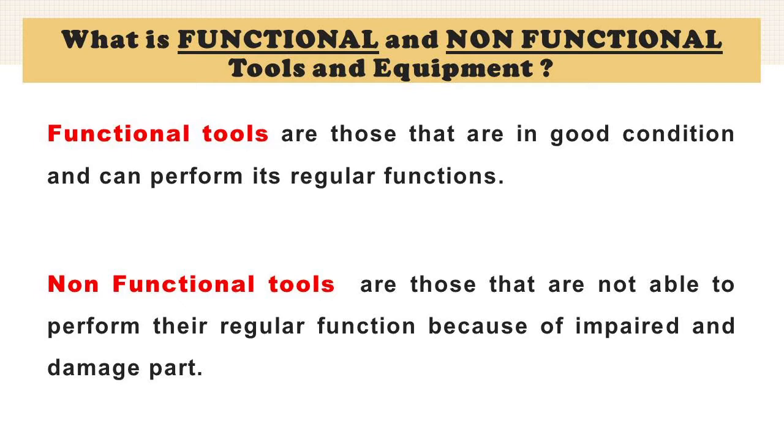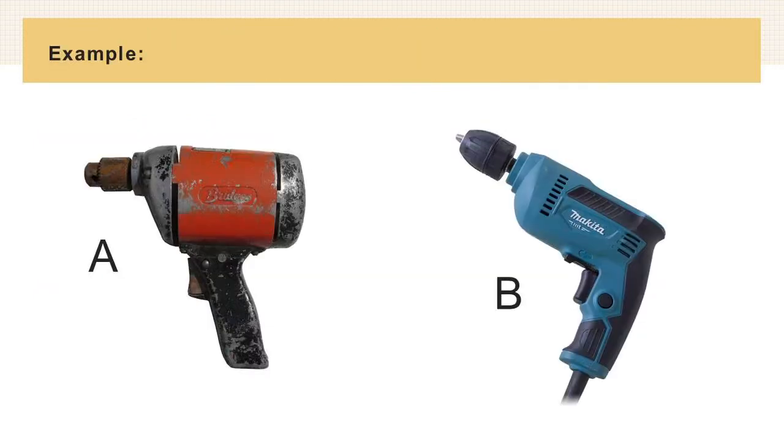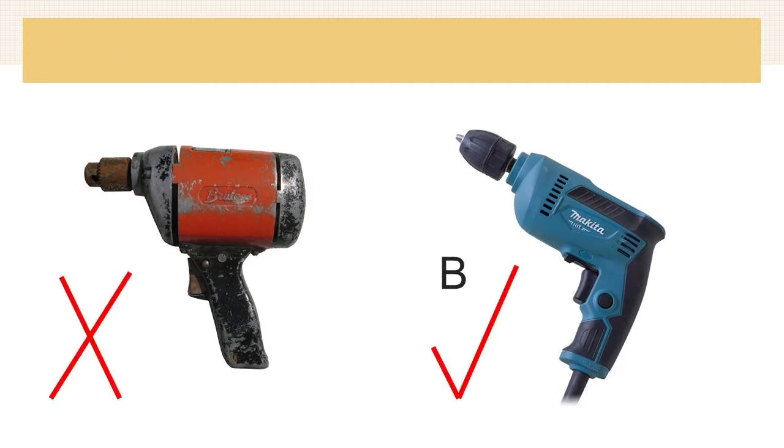Functional tools are tools that are in good condition and can perform their regular functions, while non-functional tools are those that are not able to perform their regular functions because of impaired or damaged parts. Can you identify on the picture where is the functional and non-functional tools? Correct, so we have letter B. If you're going to look at the picture, it looks like it's still functional.